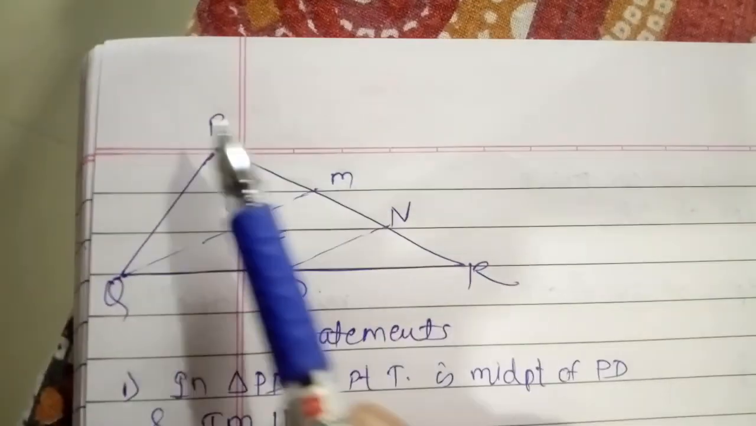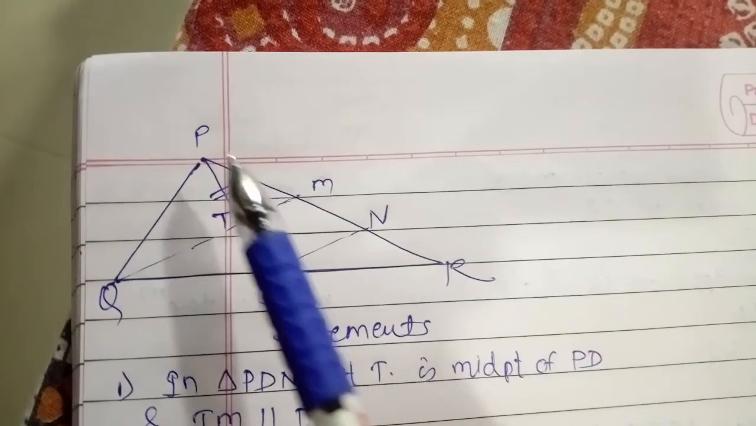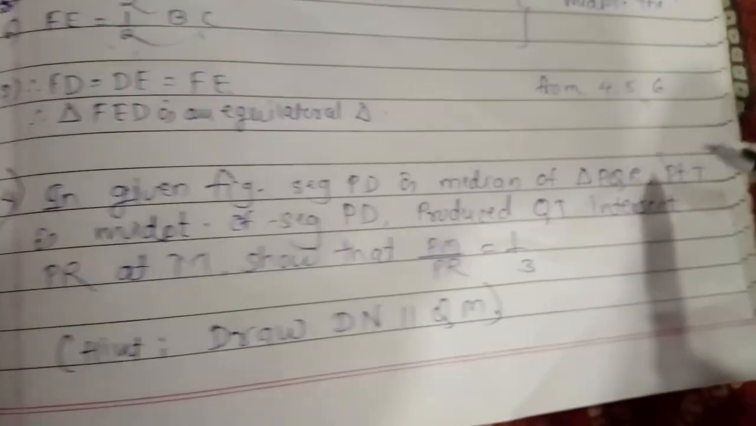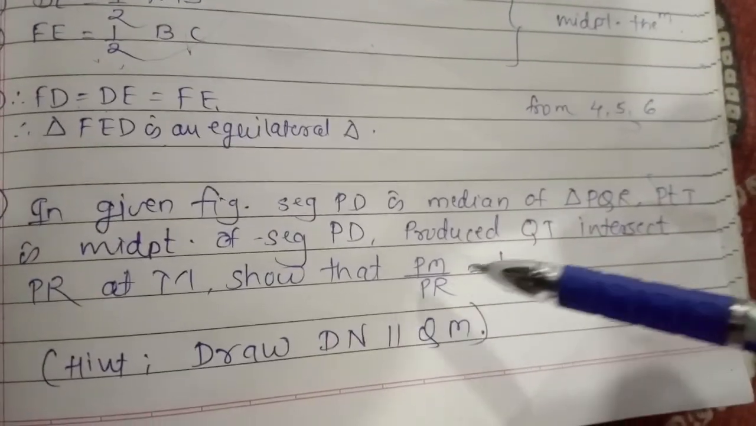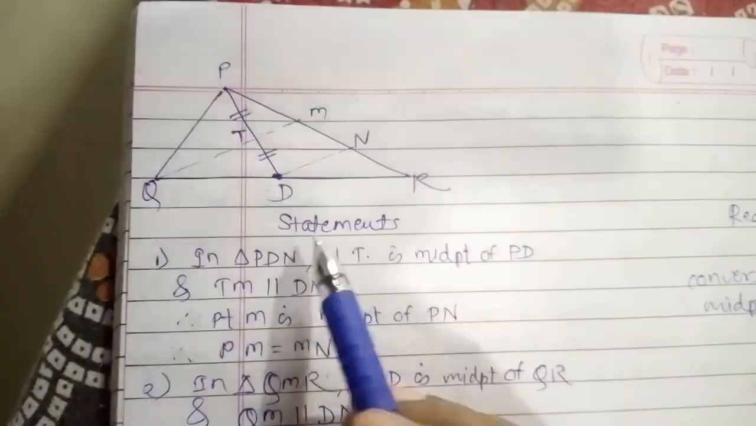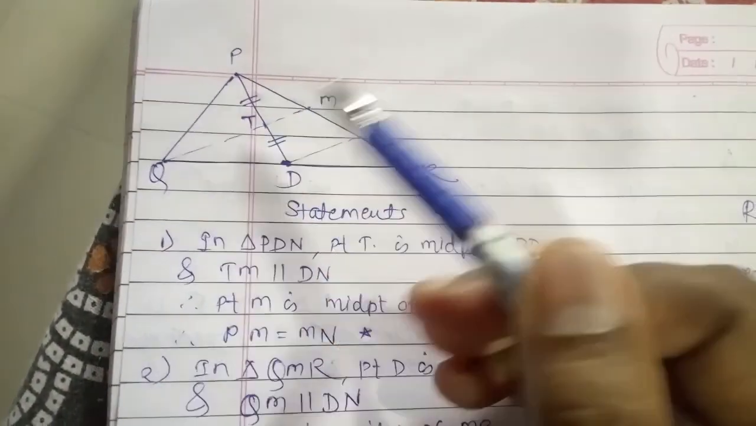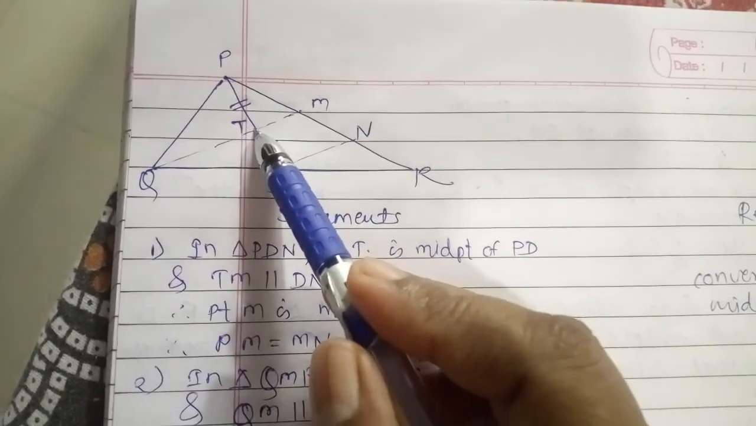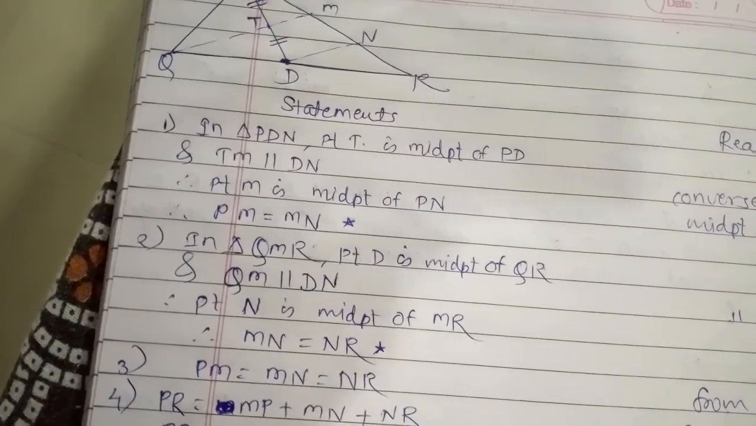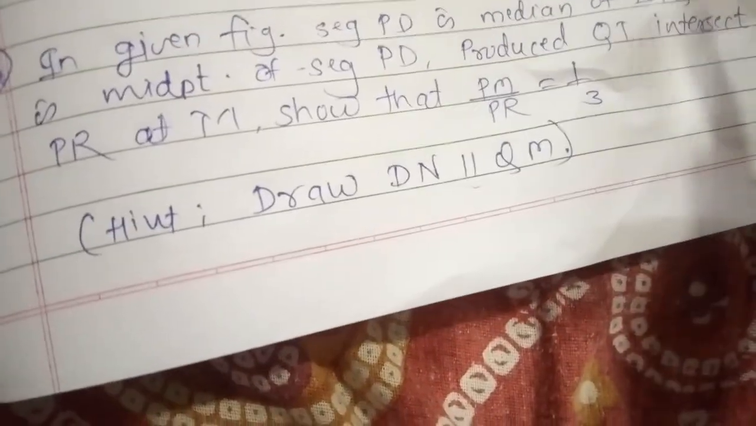So this is triangle PQR, and here we have to draw the median, that is PD. You are given that point T is the midpoint of segment PD. First we have to draw the median PD of triangle PQR. So PD is the median of the triangle. After that we are given that T is the midpoint of PD, and so we draw here the line passing through this T, that is QM, and after that DN, because in the hint we are given that DN is parallel to QM.